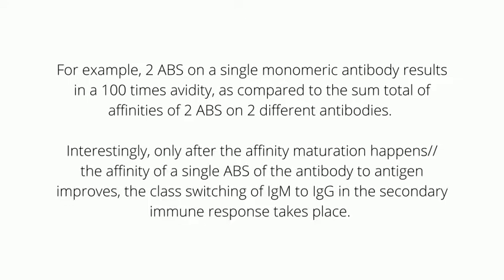Interestingly, only after the affinity maturation happens, the affinity of a single ABS of the antibody to the antigen improves, then only the class switching of IgM to IgG in the secondary immune response takes place. Amazing arrangement, isn't it? We'll discuss more of such interesting facts and deeper understanding in our forthcoming videos of immunology.